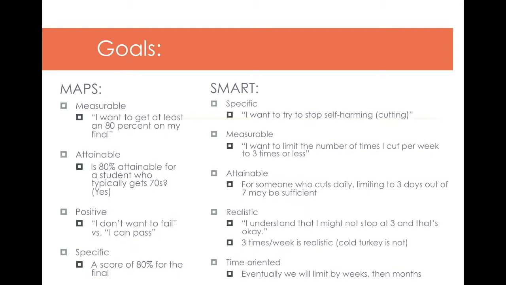We also want to be realistic in the sense that the client might not stop at 3 times per week, and we need to stress that this is okay. It's likely that they're going to relapse, and we're going to talk about that in a little bit, but it's also understandable that maybe they're going to do it 4 times or maybe every day, but it's okay. The overall goal is to get them to stop the behavior. And then we want to make this time-oriented like we mentioned earlier. So we stated it in terms of days, and eventually we're going to limit it by weeks, and then months, and then ultimately the behavior is going to be wiped out completely.